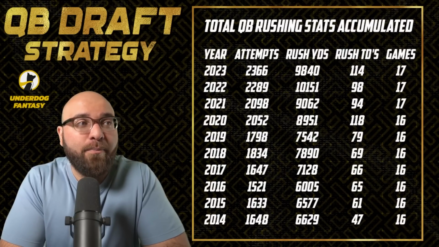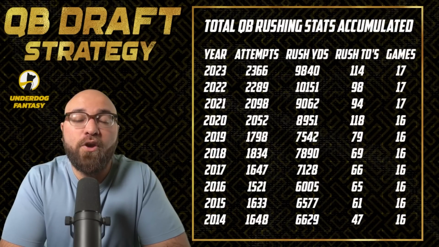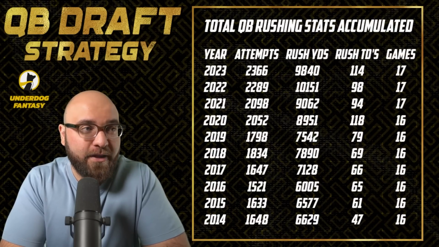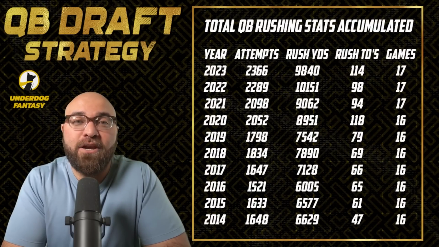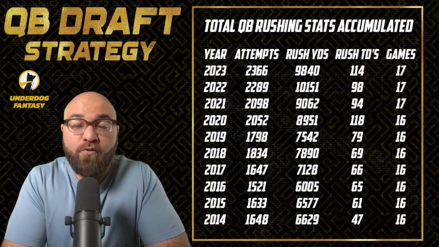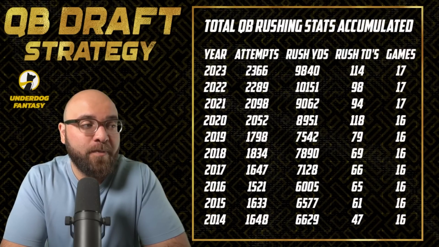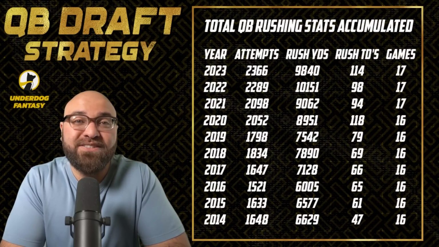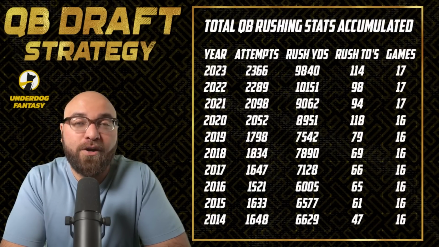So I've gone ahead and represented the total quarterback rushing statistics accumulated over the course of the last decade of the NFL, 2014 to 2023. Of course, as we can see, there has been a huge uptick of overall opportunities and of course, production within quarterback rushing. I mean, just taking into comparison 2023 to 2014, we have seen an increase of 718 rushing attempts, 3,211 rushing yards, and 67 additional rushing touchdowns.